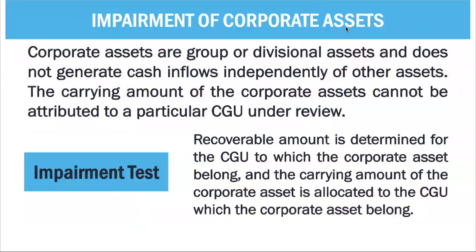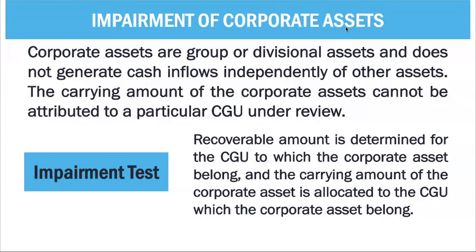Next, impairment of corporate assets. So what is a corporate asset? A corporate asset is a group or divisional asset and does not generate cash inflows independently of other assets. Unlike a CGU, it is a separate unit which generates cash inflows. So the carrying amount of the corporate assets cannot be attributed to a particular CGU under review. So how do we test it? The recoverable amount is determined for the CGU to which the corporate asset belongs, and the carrying amount of the corporate asset is allocated to the CGU to which the corporate asset belongs.